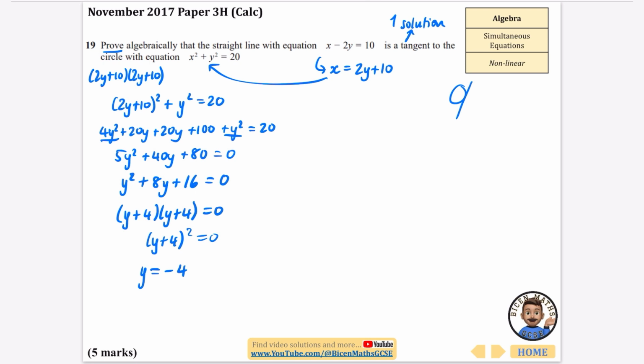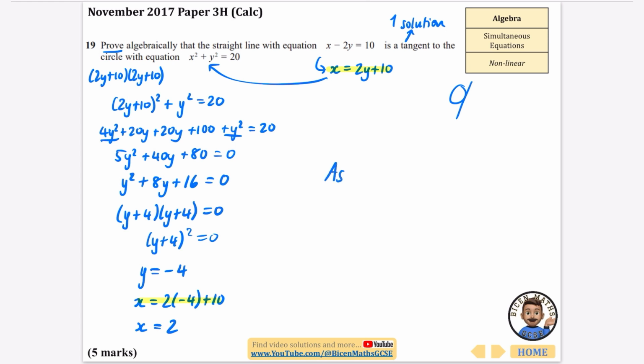Now, if y is equal to minus 4, then x is equal to 2 times y plus 10, that is grabbed from here. Okay, that's exactly the same statement that I've got. So that's minus 8 plus 10. Minus 8 plus 10 is 2.